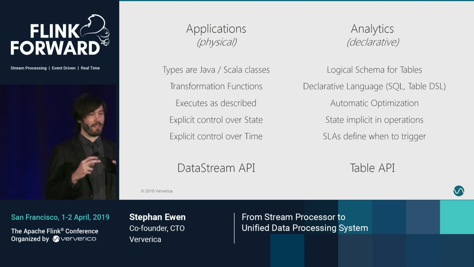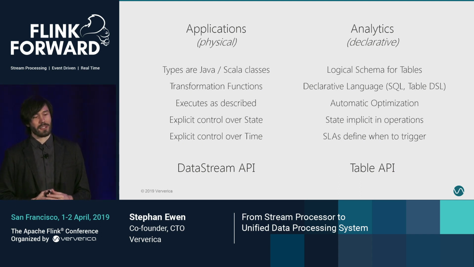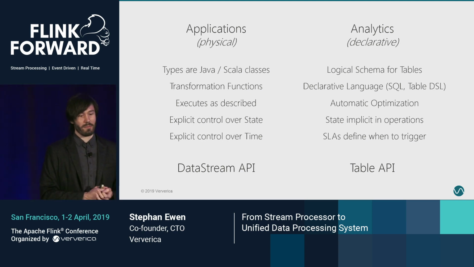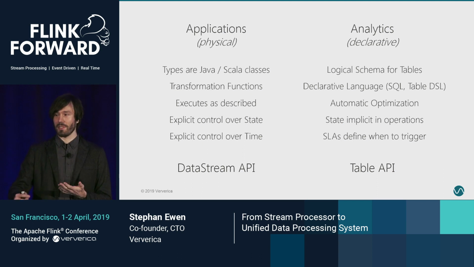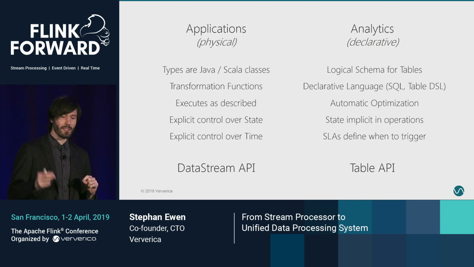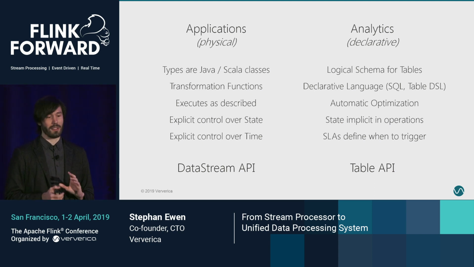On the other hand, if you're writing applications, these are very, very physical programs in the sense of, you may have your domain objects, Java classes, Scala classes. You might be actually forced to use them because that's what the libraries with the business logic actually take. You're writing explicit transformation functions. There's no optimization. You have very explicit control. This is how you write it. This is how it's going to get executed. And you have very explicit control over state and time. You can store individual keys and values and in different shapes of state, like maps and lists. And you can register triggers in various ways and have very, very fine-grained control over what happens, right? But it kind of voids all this optimization that the other side can do.